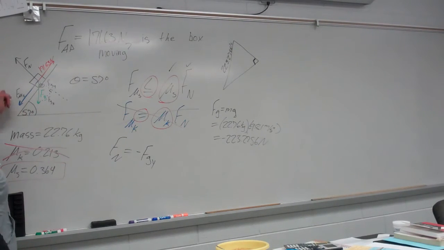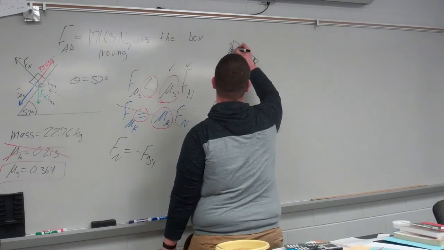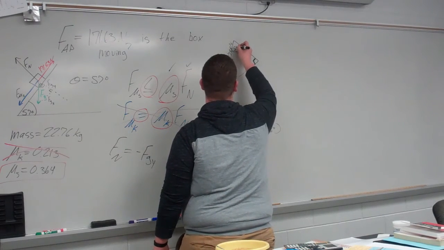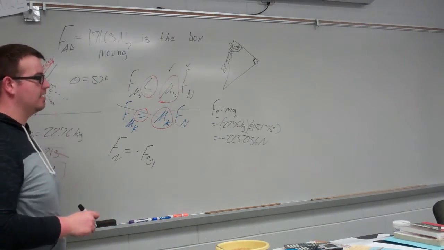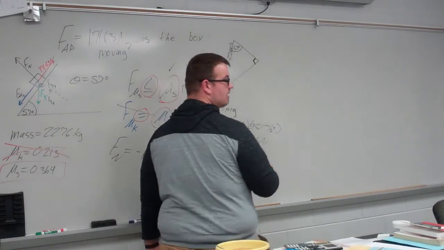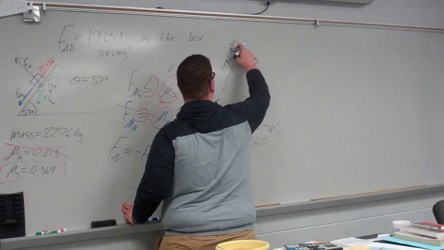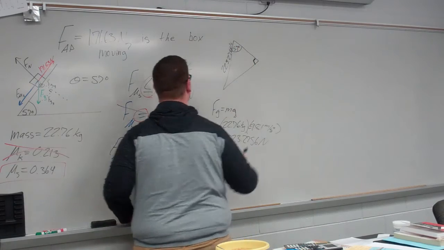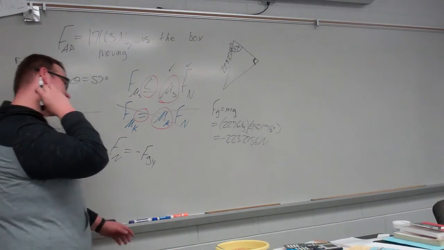Force of kinetic friction. Now we can solve. Why? Because I got this angle up here. Now this is where a lot of y'all made mistakes because you did an angle like this. 57. How do you get that? 57, yeah, my bad. Okay, 57 degrees.